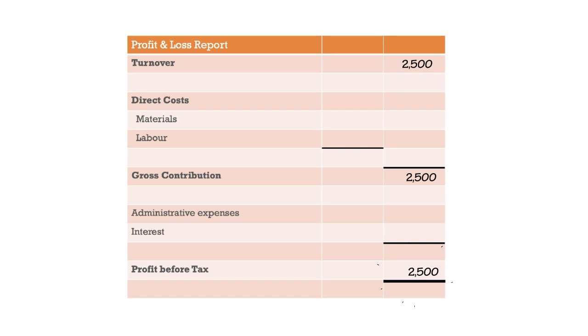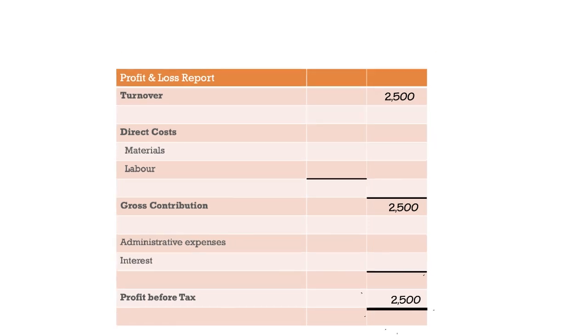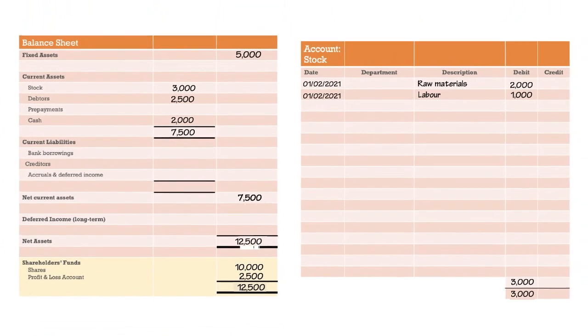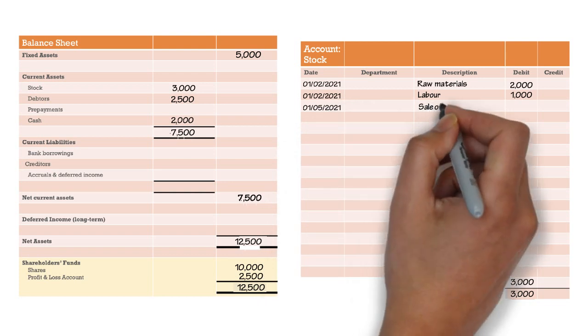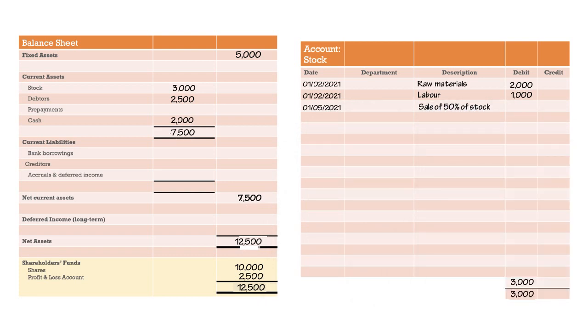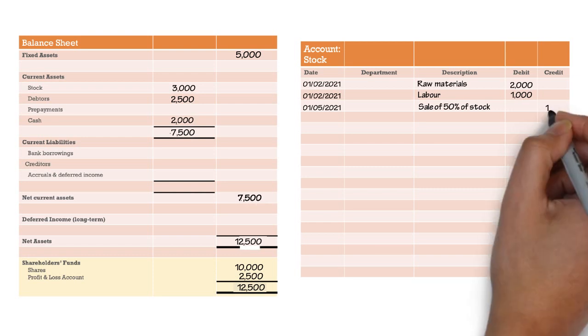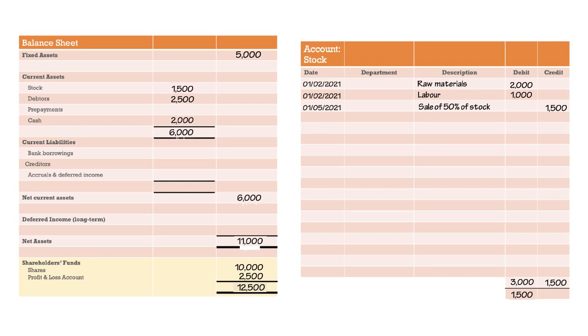And needless to say, it's not all profit because we now have reduced our stock level by 50%, and we must also recognise that in our accounts. We'll therefore look for our stock account, and we record there the fact that we have sold 50% of that stock. So what we have done is reduce the value of our stock by half, and to do that we must credit it by half the value. This being £1,500, leaving a stock value that you can see at the bottom here of £1,500. This again is only half of the entry.